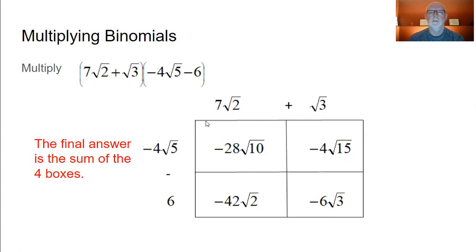And I just like to think of these as lengths, that this is the length 7 root 2. Now there's the plus sign, and this would be the length of root 3. And down here, negative root 5. And from here to here would be negative 6. I put the sign here.